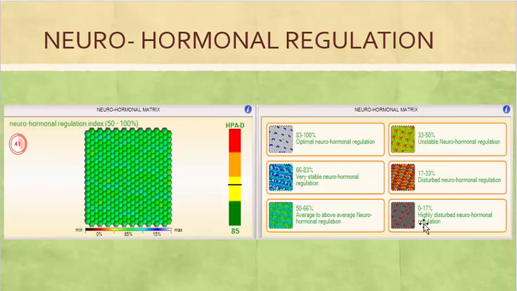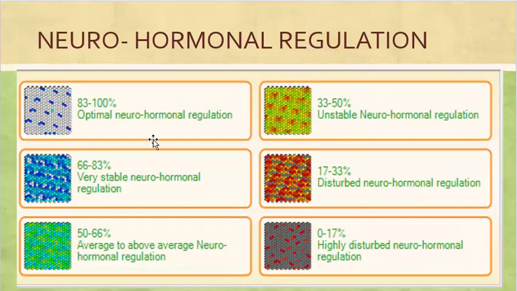If you look over here, from 0 to 17 it's a highly disturbed neurohormonal regulation. From 17 to 33 it's a disturbed neurohormonal regulation. From 33 to 50 it's unstable neurohormonal regulation. From 50 to 66 it's average to above average neurohormonal regulation. From 66 to 83 it's average, stable neurohormonal regulation, and the best is optimal neurohormonal regulation from 83 to 100. This is what the icon will show, and it gives you some information on how to interpret quickly.